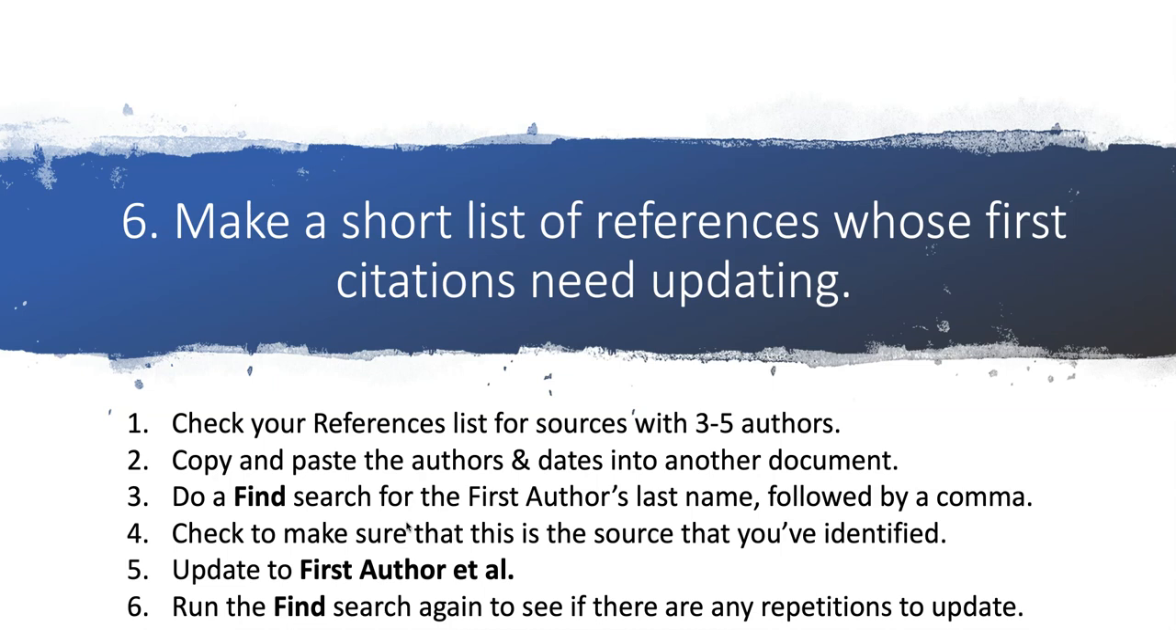Copy and paste those authors and the publication date into another document, so you can use that to do a find search for the first author's last name followed by a comma. Check the publication date to make sure that this is the source that you had on your list, and then just go ahead and update that to first author et al. period instead of the first 3 to 5 authors' last names. And then go ahead and run your find search again to see if there are any other instances of that you need to update as well.